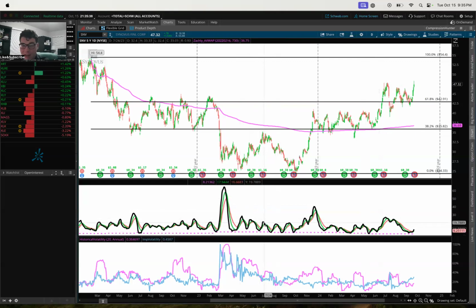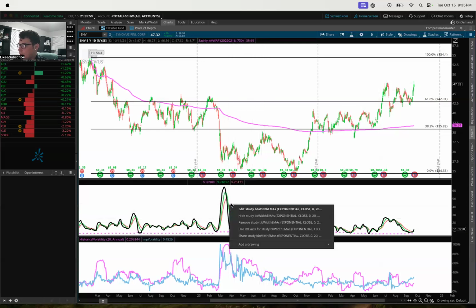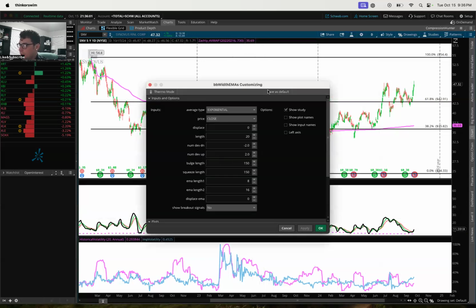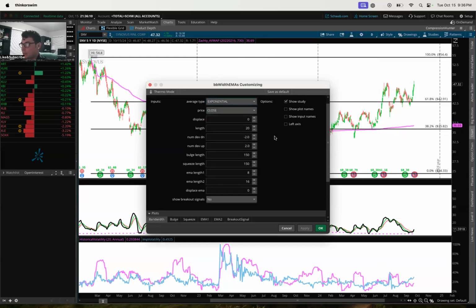You can create your own indicator on ThinkorSwim that measures the Bollinger Band width, and then in that indicator, have the exponential moving averages for that indicator itself, not the exponential moving averages for the price, and create some type of crossover for yourself. This is what the BB with EMA's indicator will look like. Now, I do have it to where you can change it from simple, exponential, whatever type of moving average floats your boat. You guys can customize this.